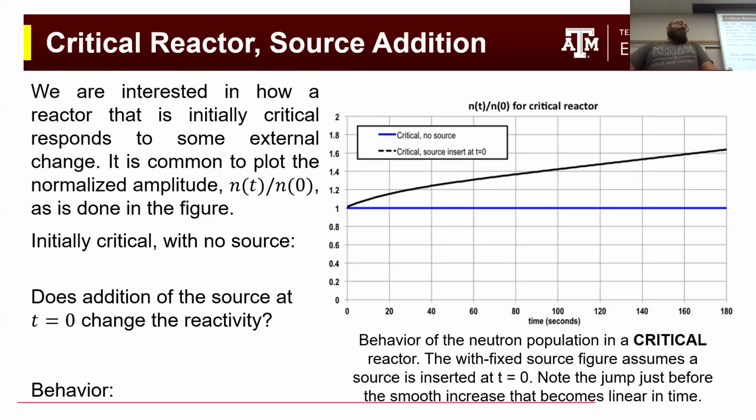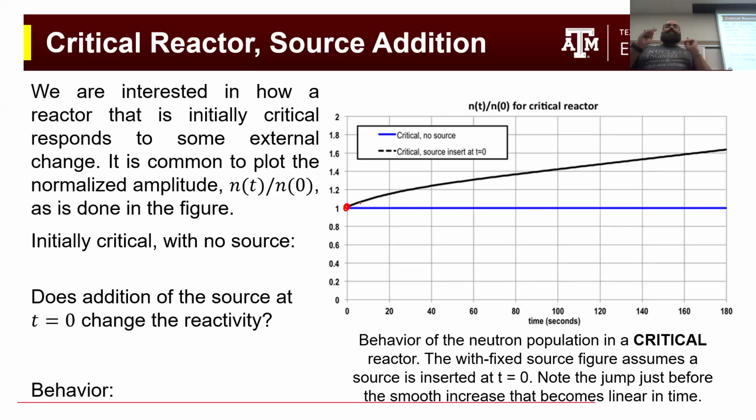Initially, talking about a critical reactor is probably where we would want to start. If we have a critical reactor, the blue line is showing the critical reactor with no source. And then the black line is saying, what if we were to add in a source at time t equals 0? In here we're plotting the normalized neutron density. We're taking the neutron density and dividing by its value at time 0, so initially it's equal to 1 because you have n0 divided by n0.